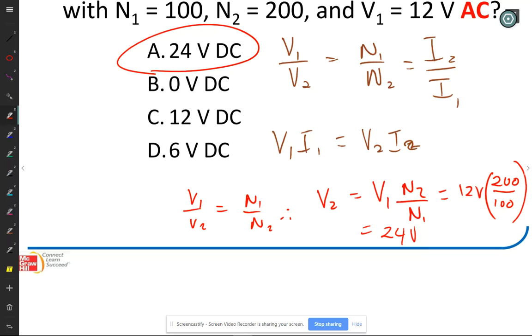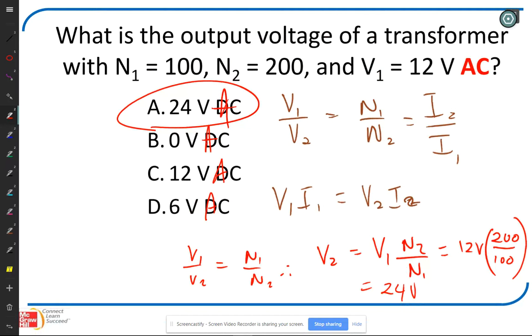What's wrong with my answers? They all need to be, you're right. Well, you don't need to put A or D for a 0. But it's going to have an output that's also an alternating current, not a direct current. So that's how transformers work.